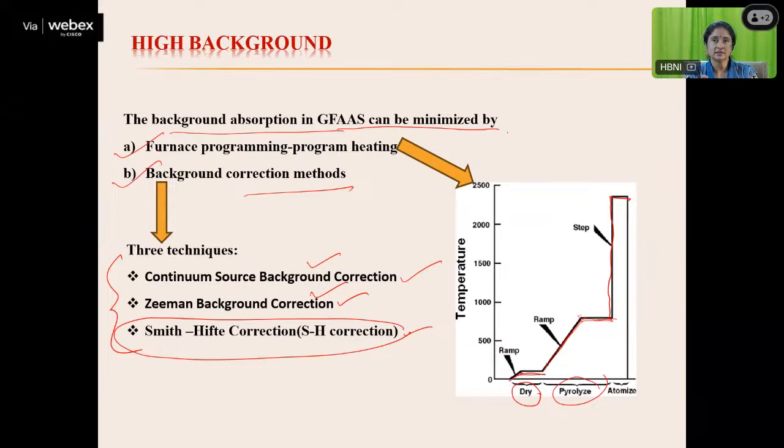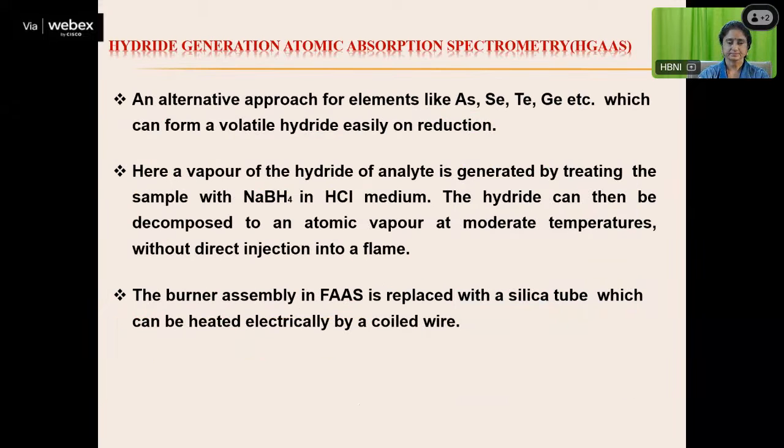In that case, the argon flow will be stopped because you don't want your analyte to be swept away. So argon flow has to be stopped there. So this is the temperature programming, the furnace programming, through which around 90% of the background will go. But whatever other background will be present can be corrected by these techniques.